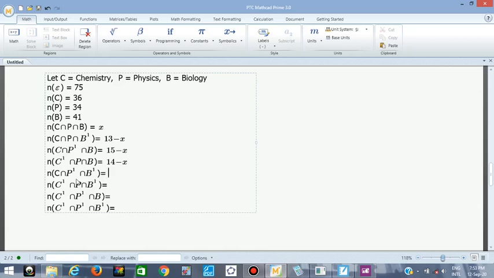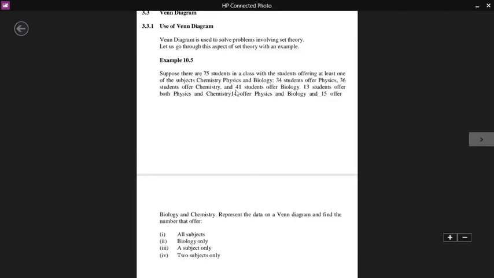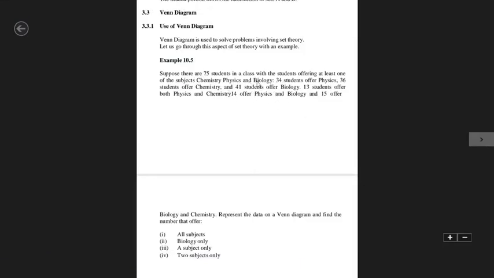It's very, very important in your solution. Now what we need to solve now is those that did only chemistry. They did not do physics, they did not do biology. Let's see how we can get that. So those that did only chemistry, let's see. If you look at the question, they said 36 students offered chemistry. So 36 offered chemistry. They did not say only 36 offered chemistry. They said 36 offered chemistry.